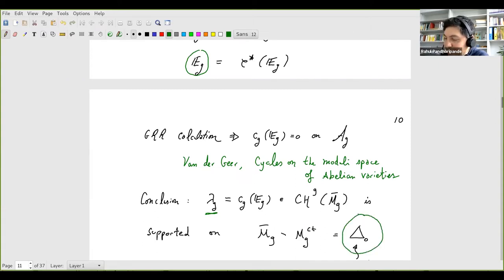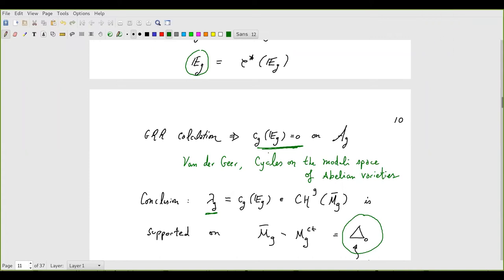This is a fact that has been known for a very long time. If you're interested in this Grothendieck-Riemann-Roch calculation, it's the whole perspective of this study of abelian varieties, and you could look at this paper by Gerard van der Geer, also from a long time ago, in this Dutch Intercity volume. Anyway, he explains about cycles on the moduli space of abelian varieties, and he explains this very simple calculation.